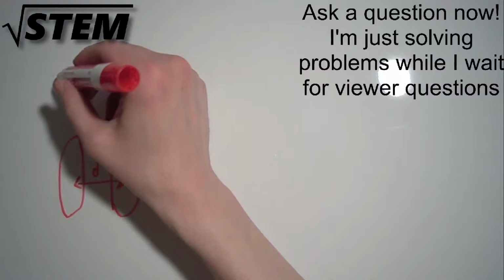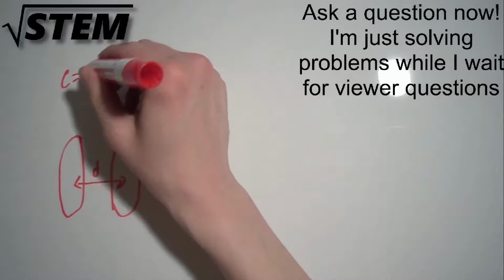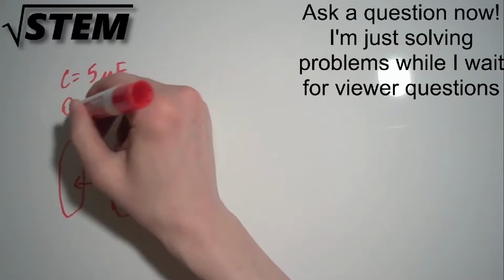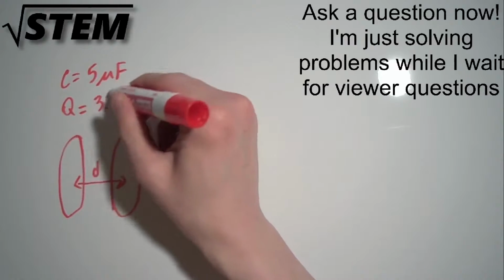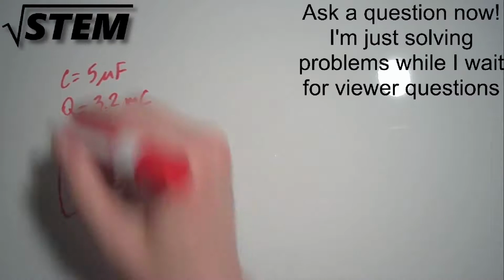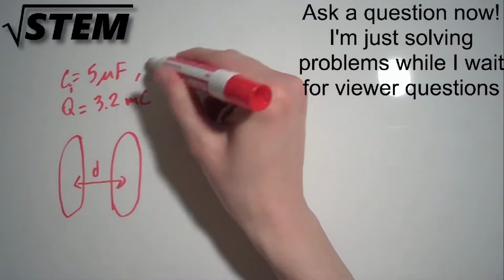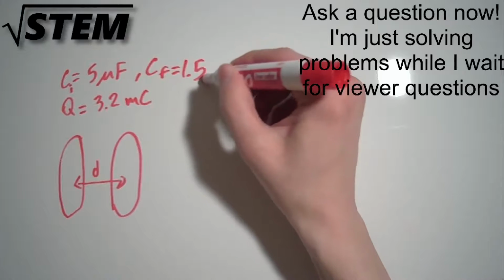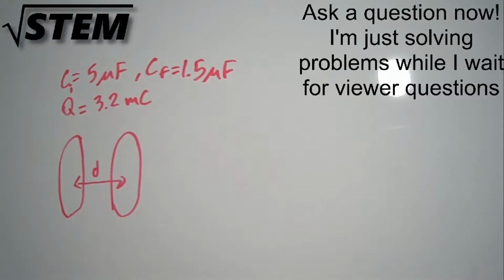Initially it has capacitance is 5 microfarads and Q equals 3.2 millicoulombs. It's initial. The final capacitance is 1.5 microfarads. Okay. How much work is done by the force that changes it?